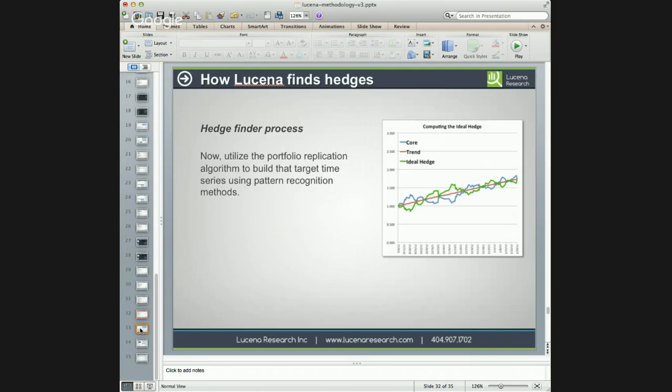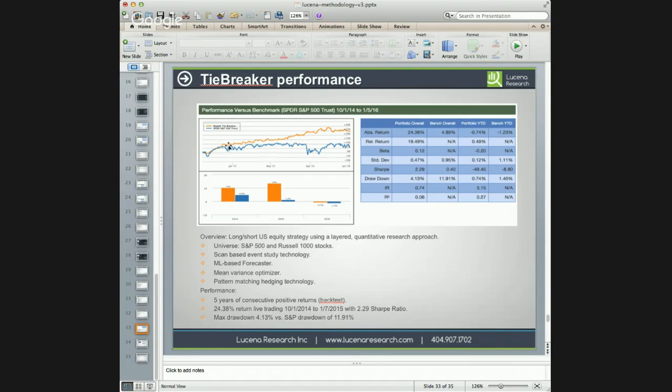Now, let me show you the performance of the resulting strategy. So again here, orange is the performance of Tiebreaker. Blue here is the S&P 500. And we've been trading it for about a year and a half. Actually now, it says 24%, but actually we're up to 30% return now over that year and a half. Sharpe ratio over that period is 2.3. So it's really been awesome over the last year and a half. And this is live traded results. So this isn't even paper trading. This is real money trading this.